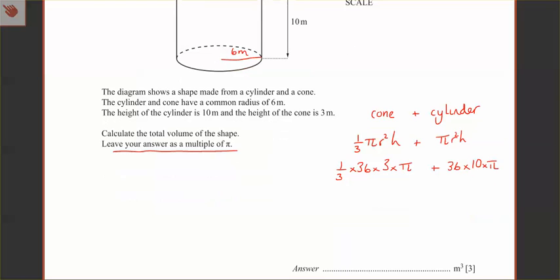So now we've just got to simplify. So we've got 1/3 times 3, we can forget about that. So we've got 36 pi there, and we've got plus 360 pi here. So 36 plus 360 is 396 pi. And we don't have to do anything about it because it's a multiple of pi. Okay, moving on.